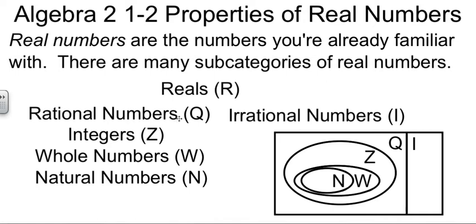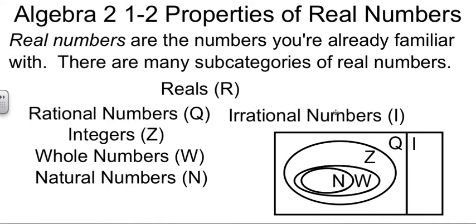Rational numbers are anything you can write as a fraction, any numbers that you could make a fraction out of. That includes decimals that stop, like 0.25. It includes decimals that repeat, 0.33333333. It also includes fractions.